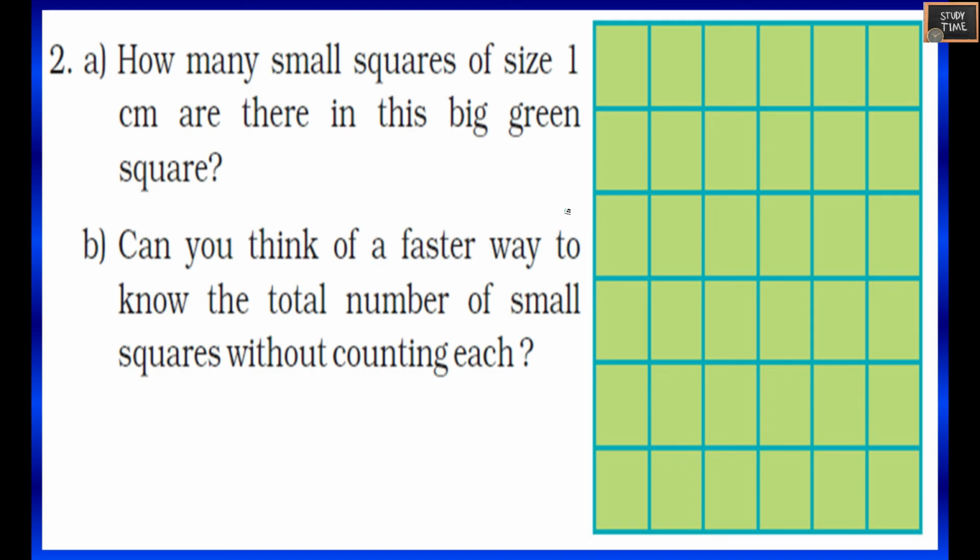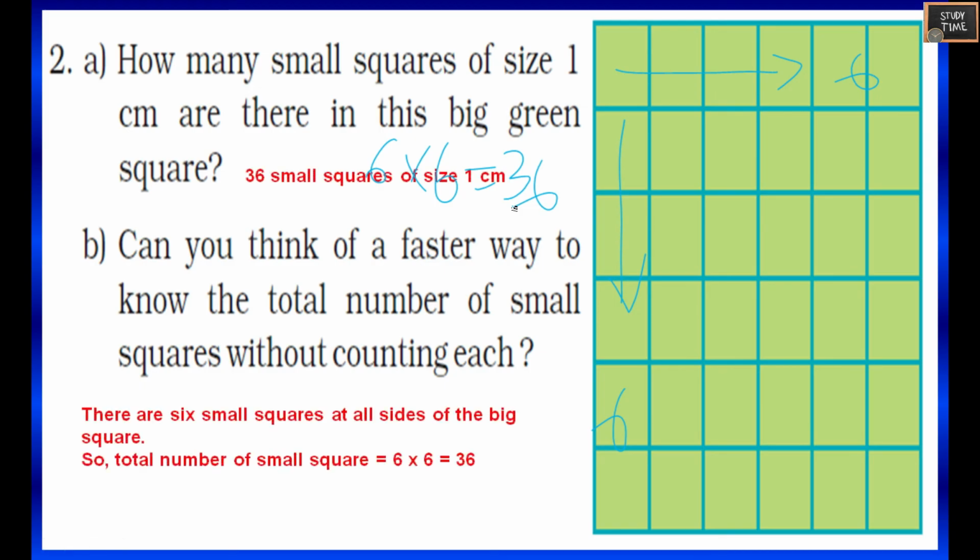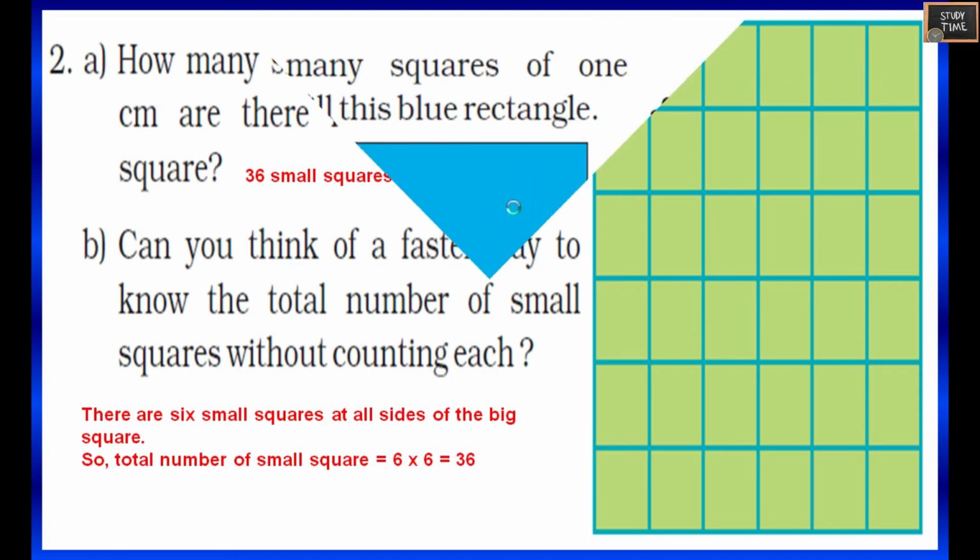How many small squares of size 1 centimeter are there in this big green square? How many are there? Here it is 6, and here it is 6. 6 cross 6 is 36. Can you think of a faster way to know the number of small squares without counting each? So it is 6 crosses 6, which is 36.